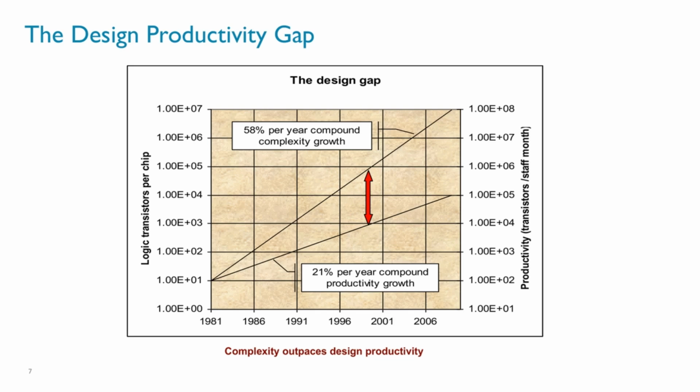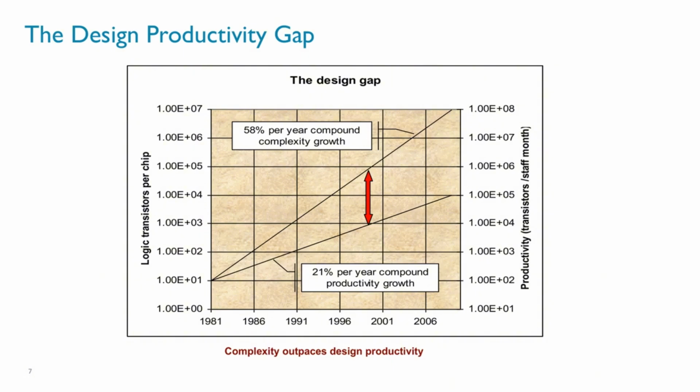The top line represents the growth in chip complexity. If you look at the left-hand vertical axis, it's labeled logic transistors per chip. This line shows how many transistors we can physically pack onto a single chip. As the note says, this is growing at a staggering rate of 58% per year. This is essentially Moore's law in action. Our manufacturing technology is getting better and better, allowing us to build chips that are exponentially more powerful.